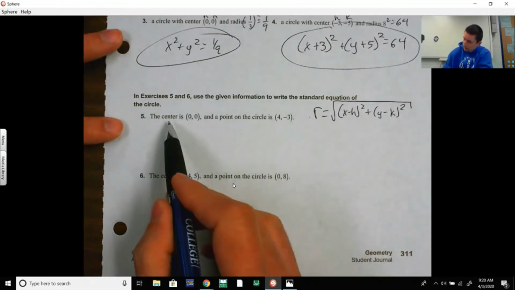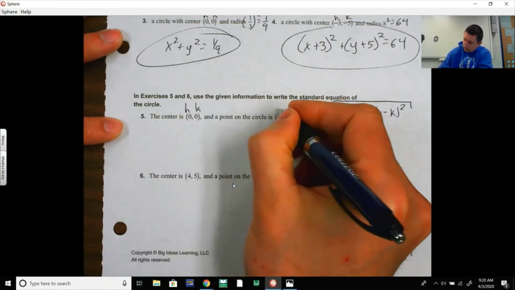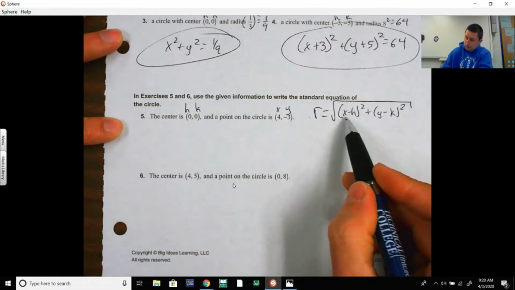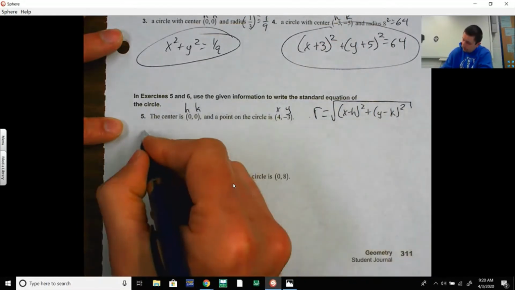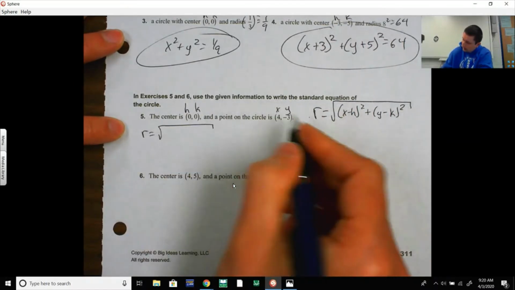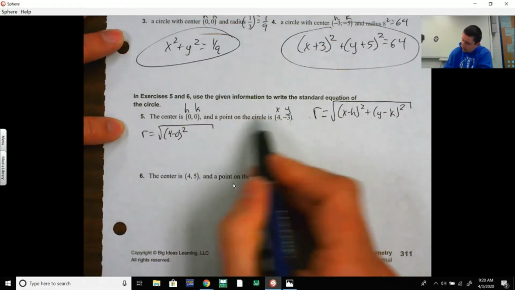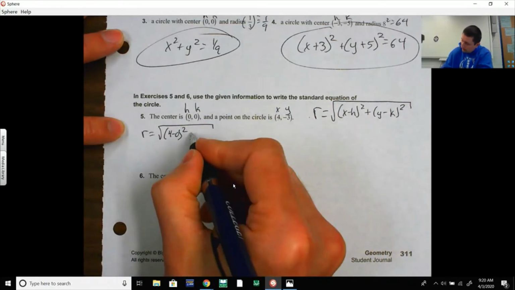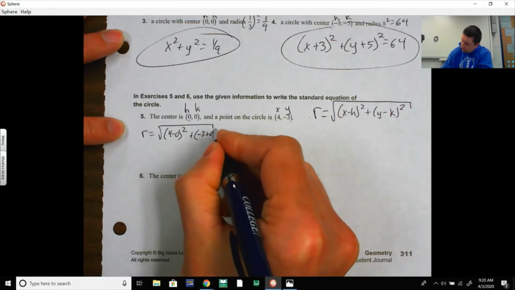So what they've given us is the center, that's h and k, and they've given us a point, that's an x and a y. They've given us an x, a y, an h, and a k. We just need to plug them in, find out what r is. So r is the square root of x minus h, so that is (4 − 0)² plus (−3 + 0)².